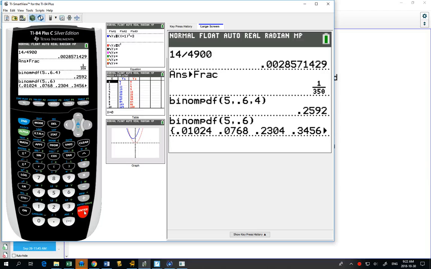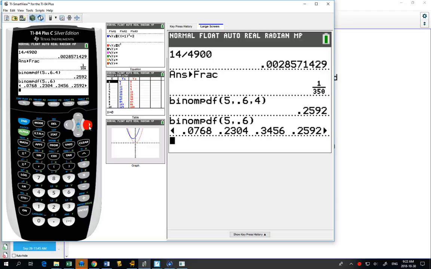So if I look at this answer here, I've done 5 trials. My probability of success is 0.6. This 1% would be my chances of getting 0 successes. 7% get 1 success. 23% chance that I'll get 2 successes. You can arrow over here and get all of your values.